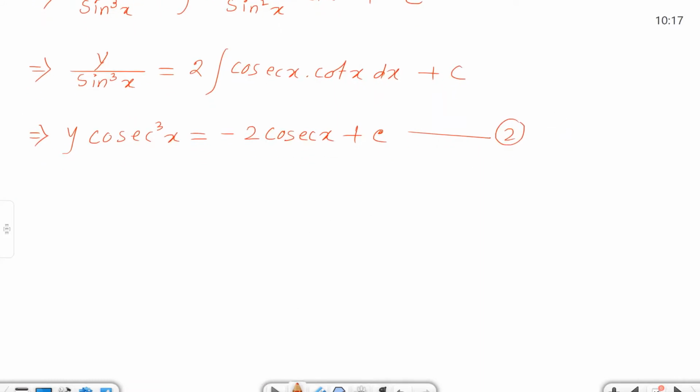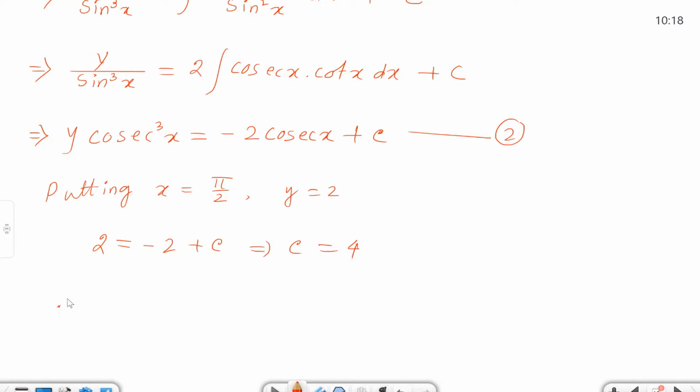So putting x is equal to pi by 2, y is equal to 2. So x pi by 2, if you use cosec pi by 2, sin pi by 2 is 1, so cosec pi by 2 is also 1. Because this will be 1, and y place of 2, left hand side is only 2, is equal to right side cosec pi by 2 is again 1, so it is minus 2 plus c. So I got the value of c is equal to 4.